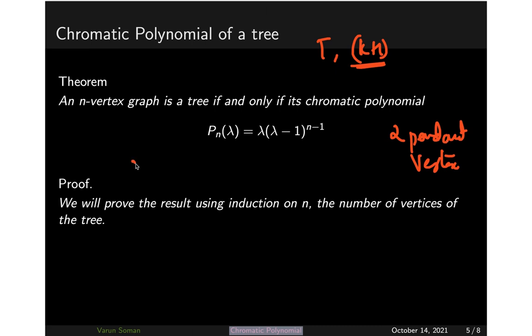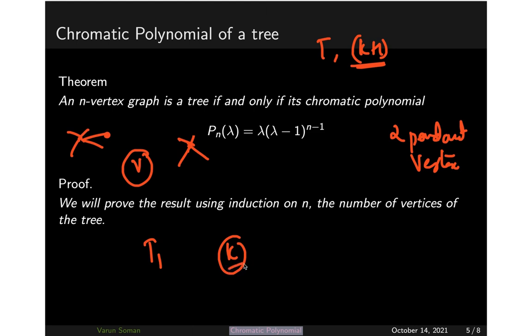Suppose you're considering a pendant vertex V, and you just delete that pendant vertex from the tree. Now we will get a new tree, which is T1. The tree may look like this, so if this is your V, just delete it, and you'll get a new graph. How many vertices will this new graph T1 have? Only k vertices, because initially there were k plus 1 vertices.